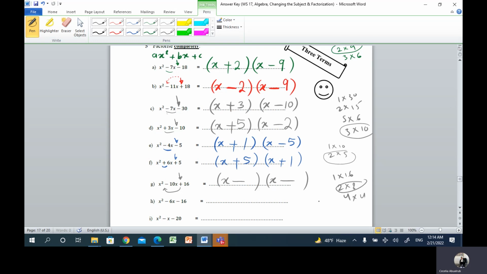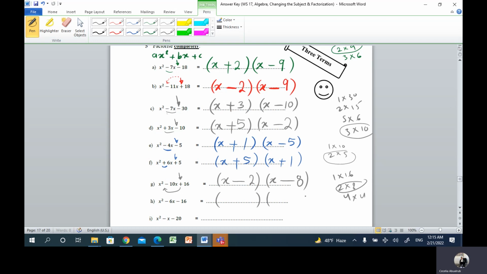Okay, so we're going to take the 2 times 8 because the addition of the 8 and 2 is actually 10. So we put the 2 here and the 8 here, or the 8 here and the 2 here. It won't make any difference. Next, x squared minus 6x minus 16.